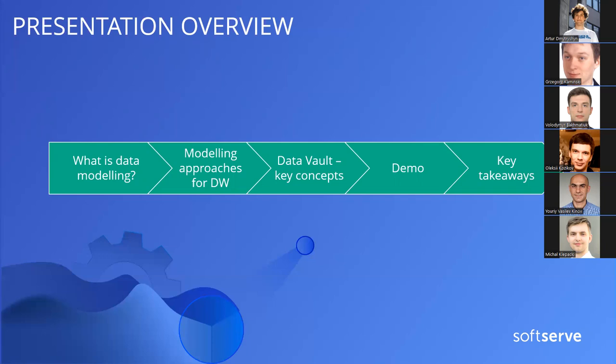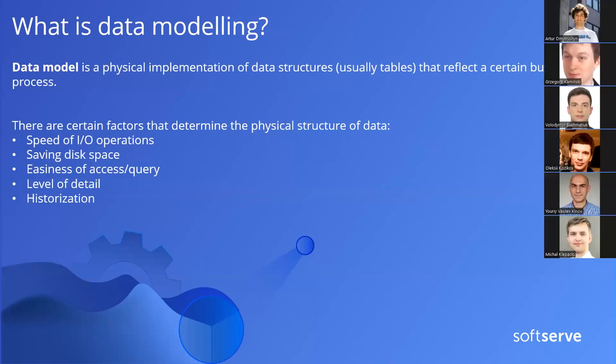Okay, so the schedule for today is first what is generally data modeling, where we use it. Then we move to modeling approaches for data warehouse, right? That I presented three most often used techniques nowadays. Then we just move straight into discussing how Data Vault should be implemented, what are its key components, and so on. Then I presented a very short demo for you to see how it might be implemented. And we'll finish with some key takeaways as my thoughts over those 2 years that I wanted to share with you.